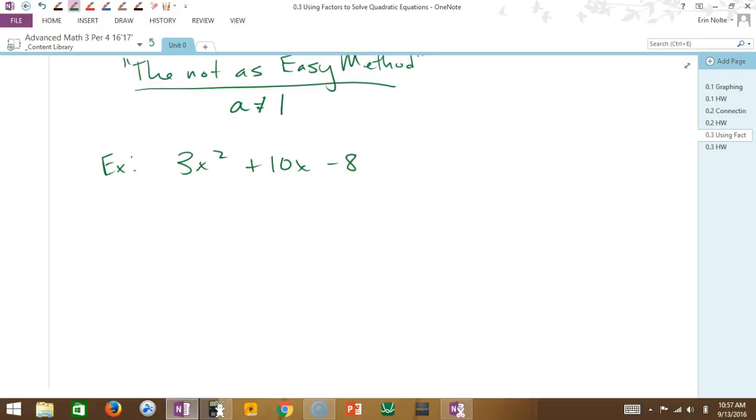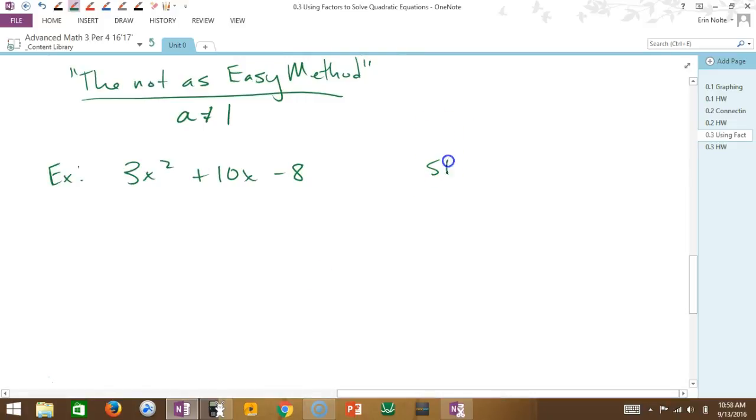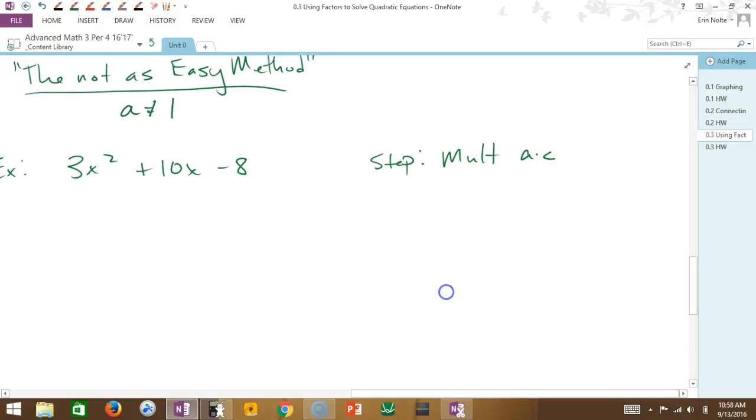So maybe you would say step 1: multiply the A times the C, because those are the first and the last. In your brain you're thinking 3 times negative 8 makes negative 24. So we got negative 24 here.